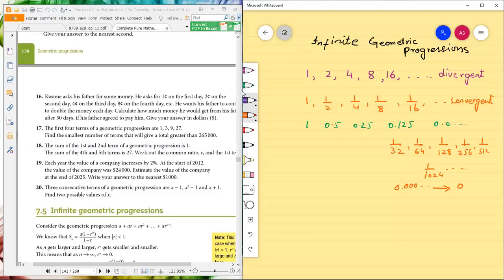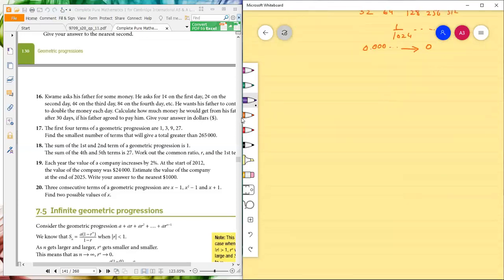Now just look at this. How can we calculate the sum of these sequences, for a divergent sequence and for a convergent sequence? For a divergent sequence, if I calculate the sum of 10 terms, the first term is A, so it is A into 1 minus r power 10 divided by 1 minus r, where r is 2. So it would be 1 into 1 minus 2 power 10 over 1 minus 2. This is for the divergent sequence.